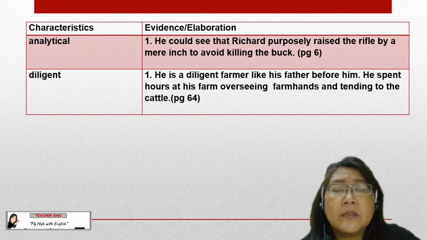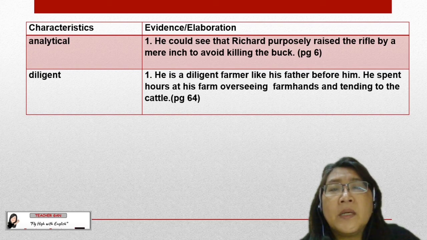In addition, Pa is also analytical. Evidence: he could see that Richard purposely raised the rifle by a mere inch to avoid killing the buck. And he is also diligent. He is a diligent farmer like his father before him. He spent hours at his farm overseeing farm hands and tending to the cattle.